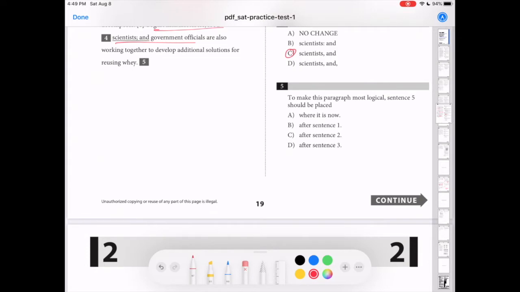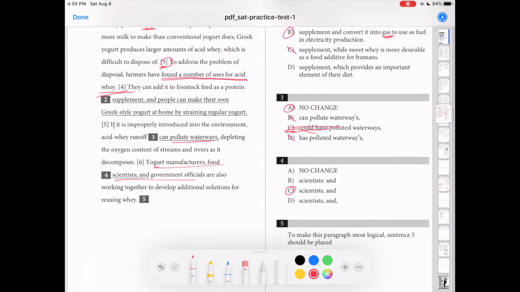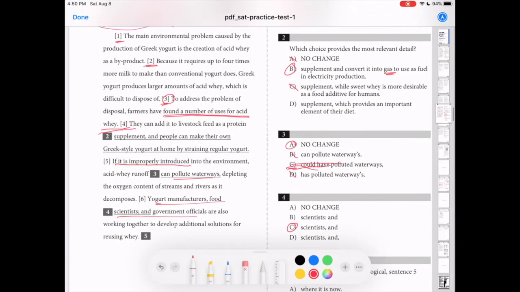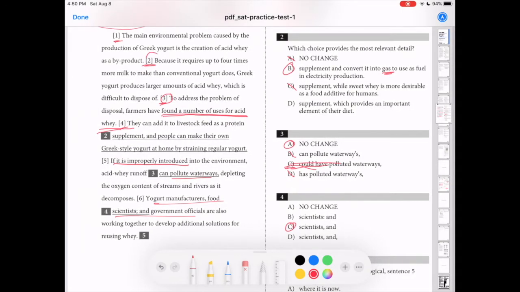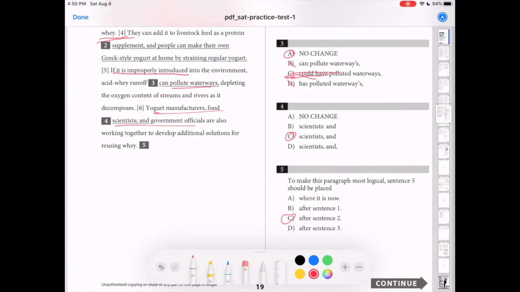Question 5. Okay, so here's the structure question that we anticipated earlier. Sentence 5 states that if it is properly introduced. If it is improperly introduced. This sentence is all about pollution and bad effects. These questions are kind of tough. You have to try all the choices. Focus on the transitions of this sentence and see where it fits relative to other sentences. After sentence 2, we see that the author writes about whey as difficult to dispose of. Difficult to dispose of. See there? And it seems logical that we would talk about negative effects as a result of this difficult disposal. So that would make after sentence 2 C the best choice here.